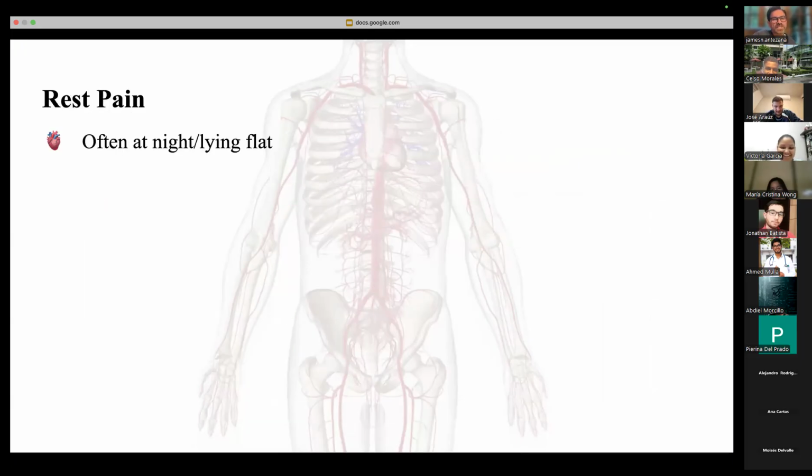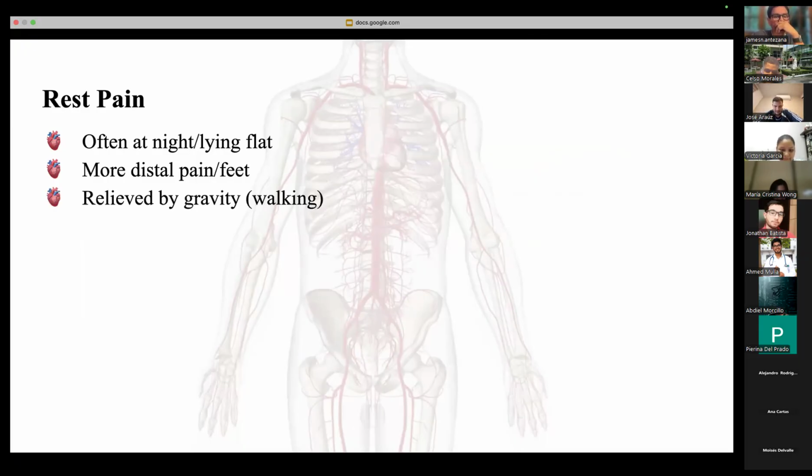Okay, so rest pain, I think we talked about it often at night, laying flat. More distal pain in the lower extremities and the toes and the forefoot. And then it's relieved by gravity or walking. Again, these individuals will be laying flat in bed and they'll hang their legs off the bed. So the blood flow by gravity is pulled to those tissues that require more blood flow.